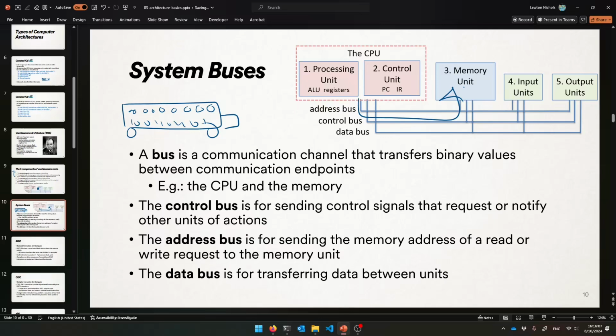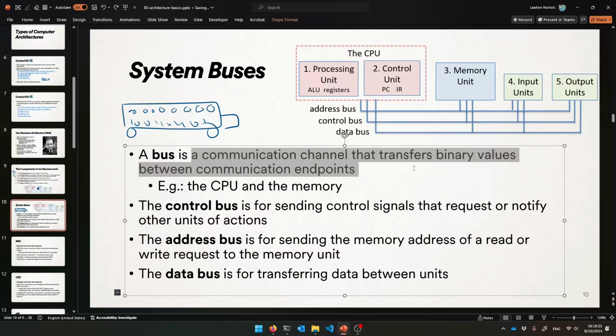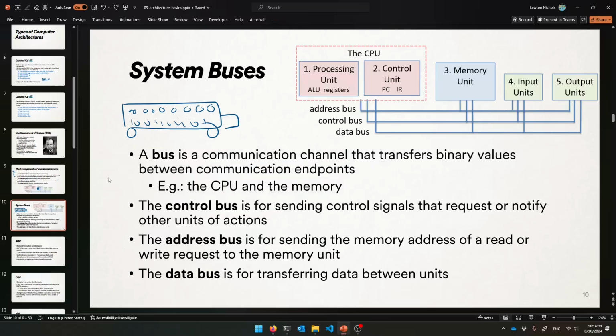Maybe you're sending information from the CPU to the memory unit, or maybe the memory unit is talking back and sending information back to the CPU. So it's a two-way street, right? You've got some buses going on, and that's the metaphor. Hopefully that makes sense. It's just a communication channel, sending electrical impulses that are interpreted as binary values between these endpoints of communication, like the CPU talking to memory, for example.